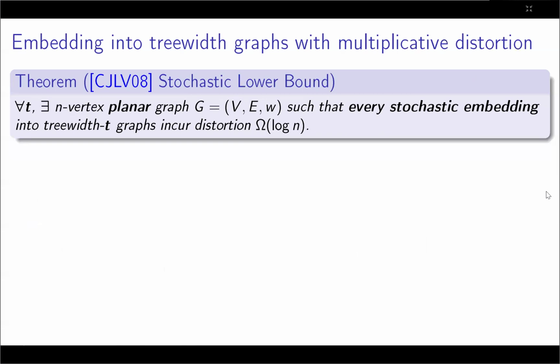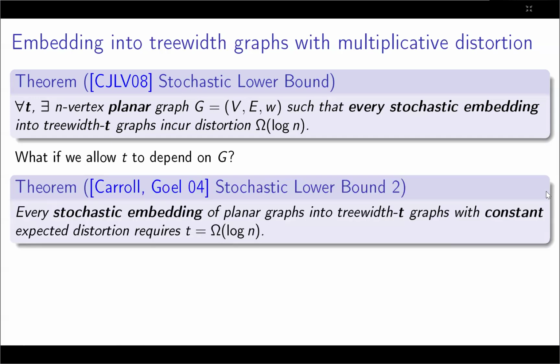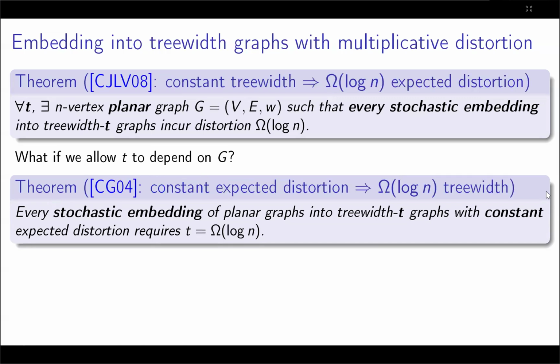Okay, the final thing I want to mention in this context is the following. We know that using this lower bound, for every fixed tree width, you cannot do better than log n. What if I allow the tree width to depend on the cardinality n? Here there was another lower bound, showing that every stochastic embedding of planar graphs into tree width graphs with constant distortion requires tree width log n. So basically there were two lower bounds: if you want constant tree width, you have distortion log n, nothing better than trees; if you want constant distortion, you must have tree width at least log n.